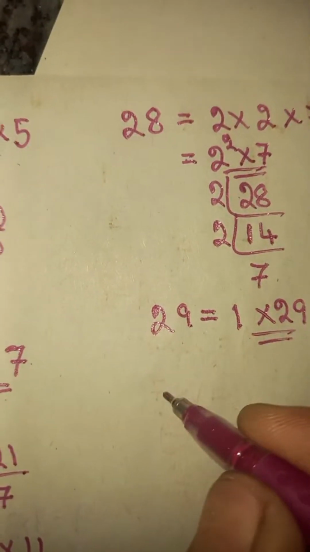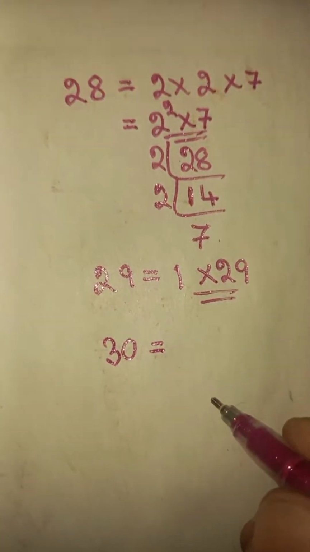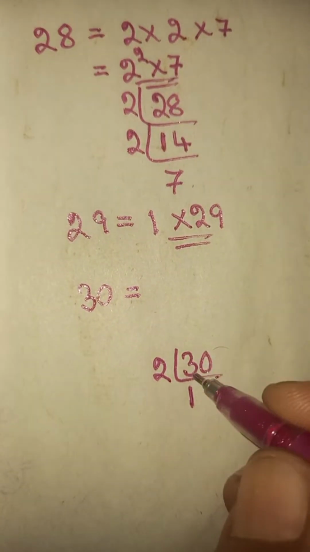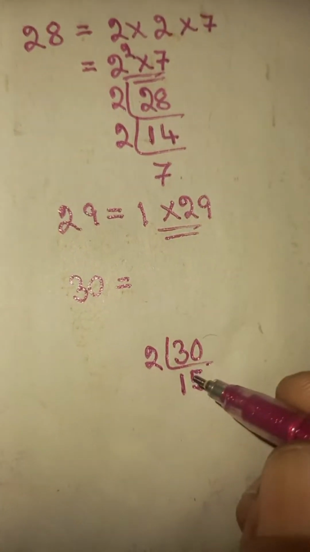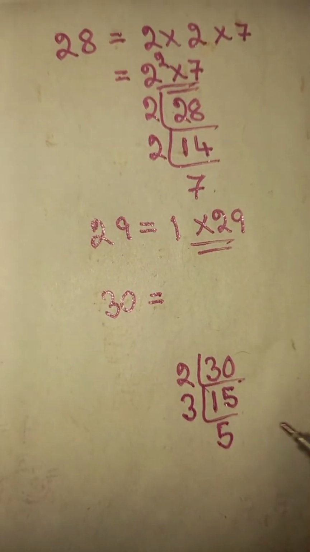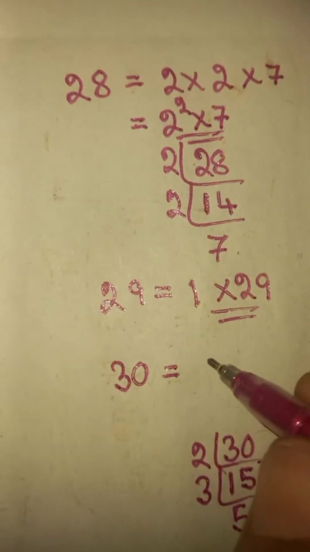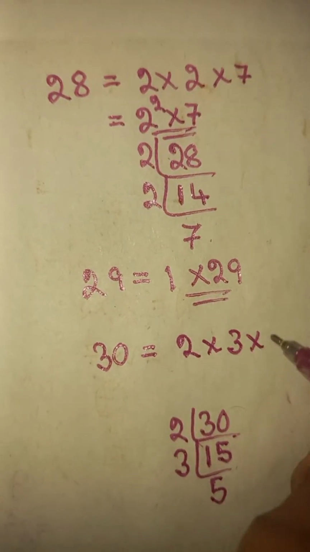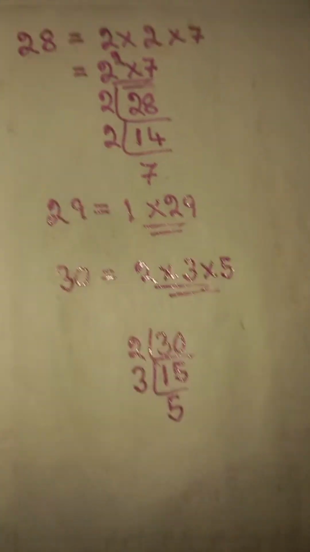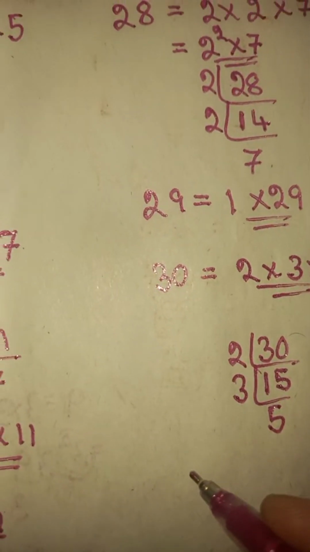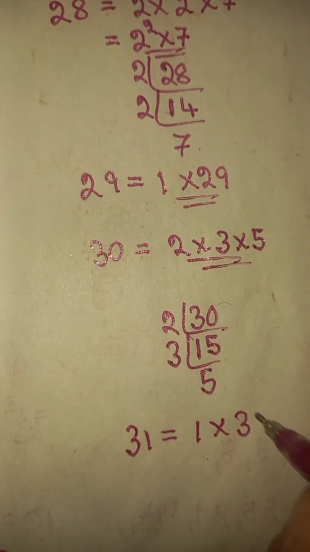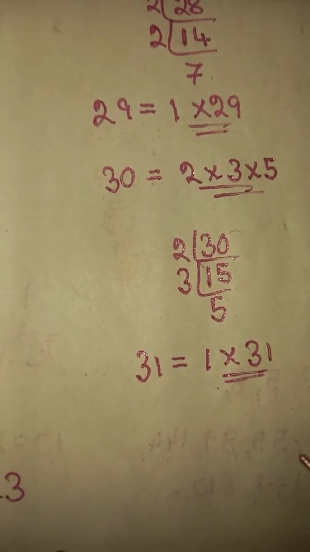Let's write what is 30. 30 can be divided as 2 times 15. 15 can be divided again, write it as 3 times 5. You can write this 30 as 2 times 3 times 5. Now let's take one more number, that is 31. 31 you can write as 1 times 31 because 31 is a prime number.